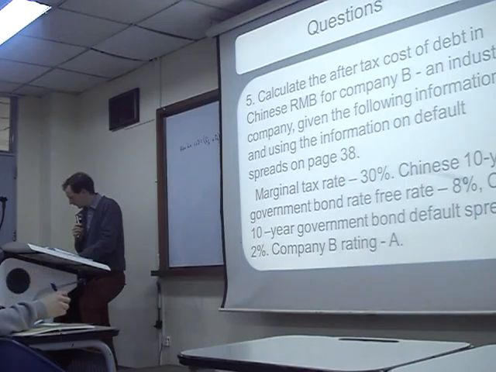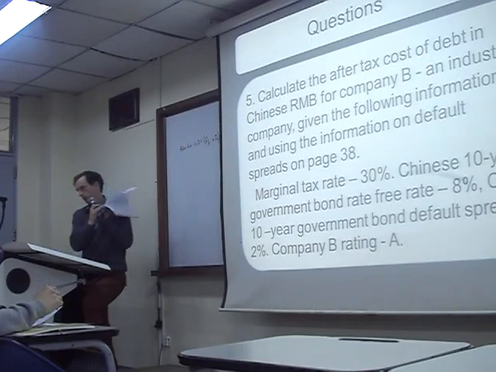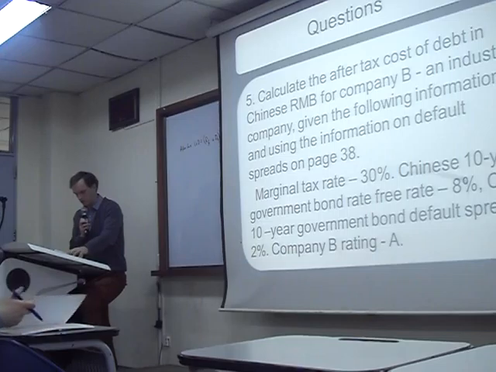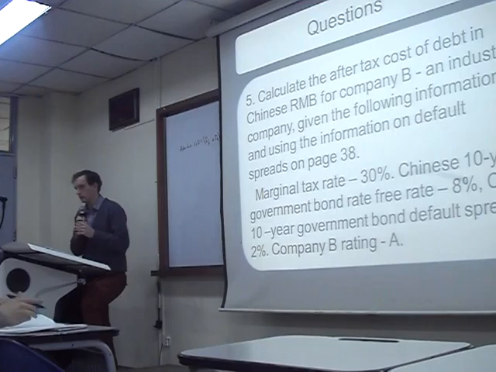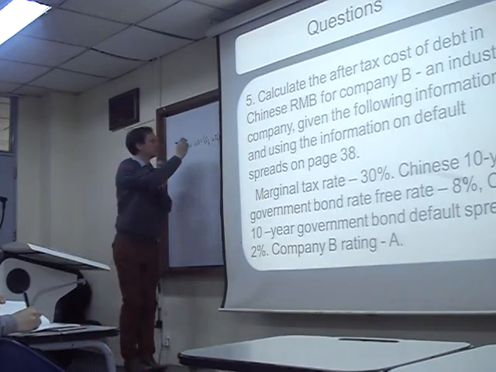Where can I find the default spread? For China? Not for the company. The company is on the table on page 38 here. The company is rated A, so it's 147. Yes, that's 1.47. That's in basis points. So 5.229. Let's check and see.